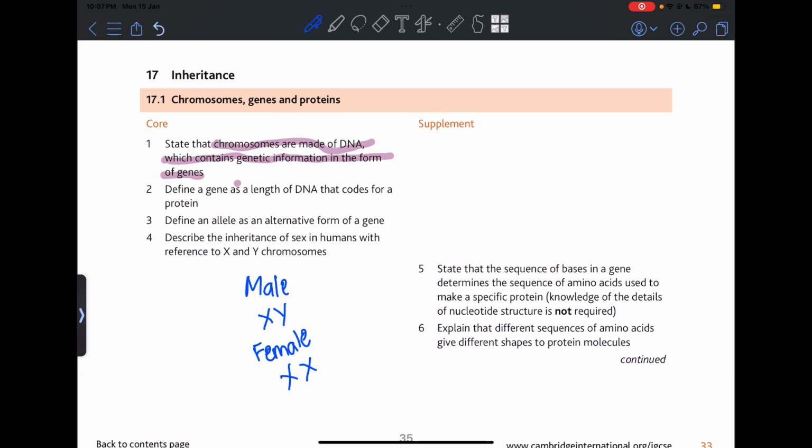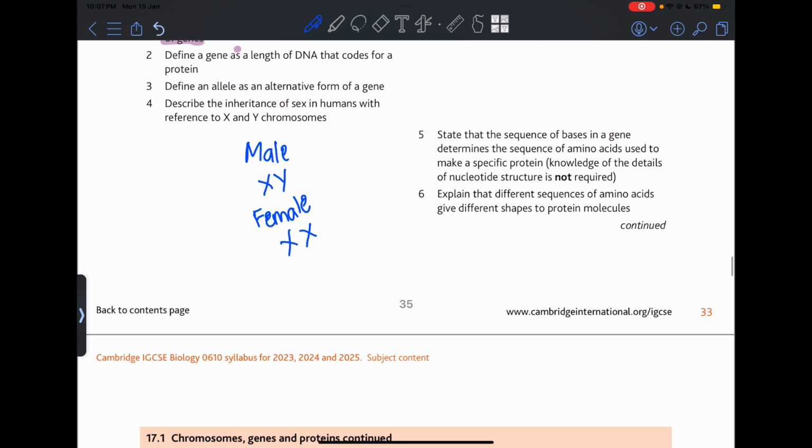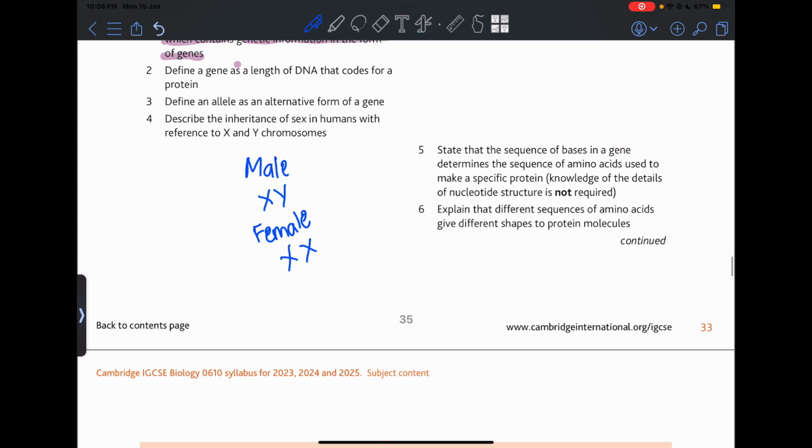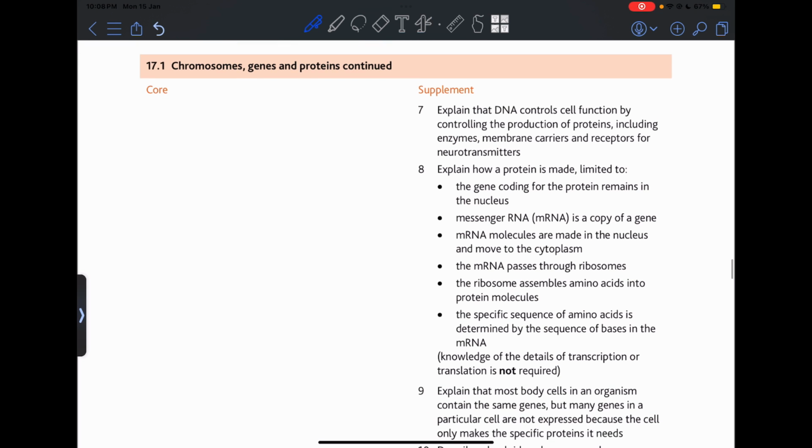This is very important. Extended students have to know about number 5. State that the sequence of bases in a gene determines the sequence of amino acids used to make a specific protein. Knowledge of the details of nucleotide structure is not required. Number 6 says explain that different sequences of amino acids give different shapes to protein molecules. Here's the continuation.